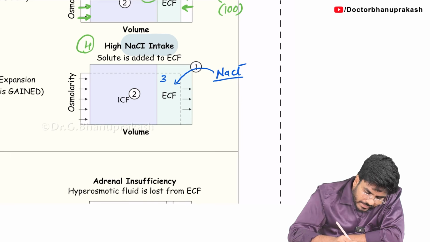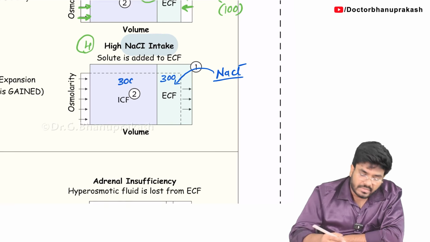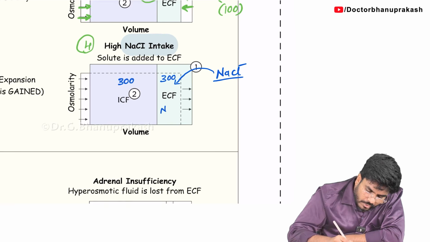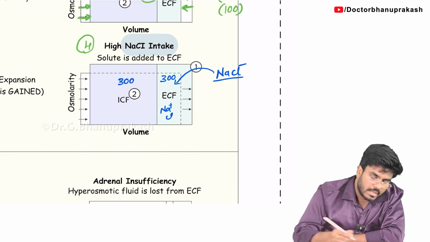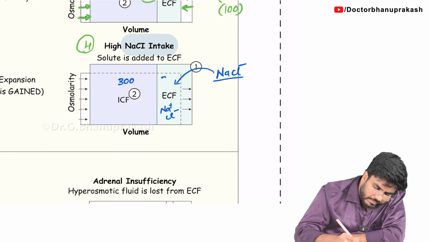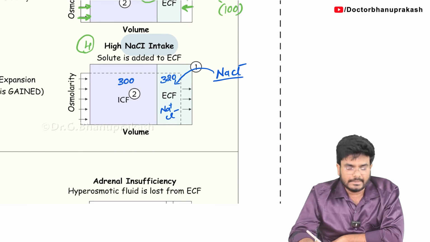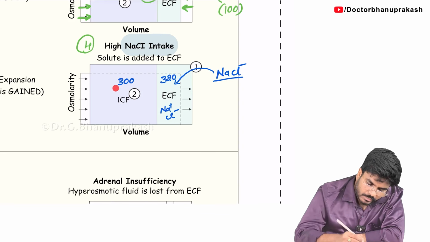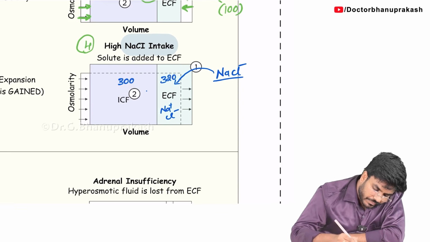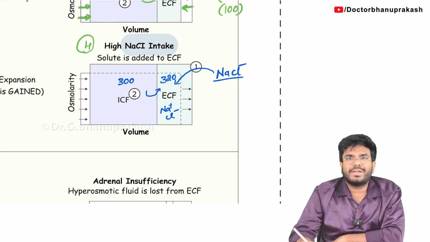What is the normal osmolarity, guys? Normally the osmolarity is 300. But because of the addition of new sodium chloride molecules, what will happen to the osmolarity of the plasma? The osmolarity of the plasma, now it will become 320, let's say. Increased. Now, according to the law of osmosis, fluids will always shift from low to high osmolarity. Okay? Low to high osmolarity.